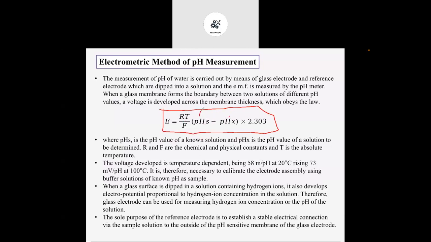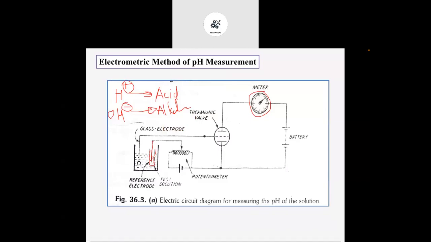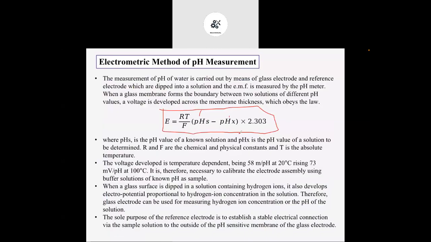Okay, so the pH value of the known solution is given by pH reference. That is the reference solution that we put inside this particular reference electrode. That is the pH value of the known solution. Then pHx is the pH value of the solution that we must determine, or find out. Okay, so this is the requirement.